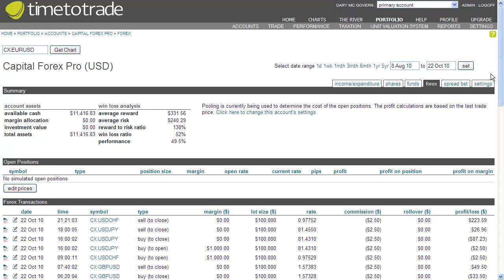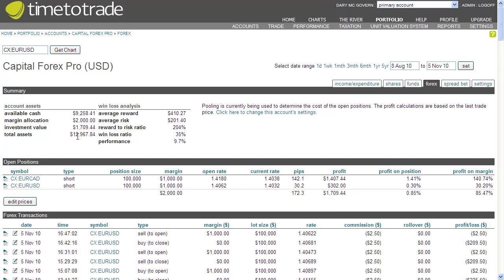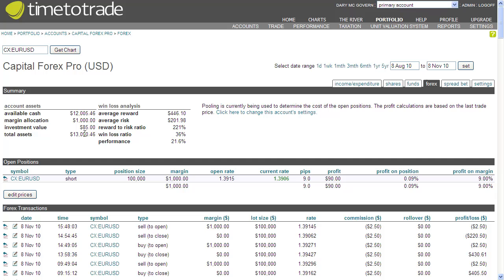So after the first week, the total assets had increased from the starting balance of 10,000 to 11,416. So that is approximately 14% return. On the second week, the performance improved to 12,800, so roughly 28%. At the end of the third week, it clipped on another couple of percent, so just over 29%. And as of today, the 8th of November, another approximately 1 or 2% has been added to the overall return.